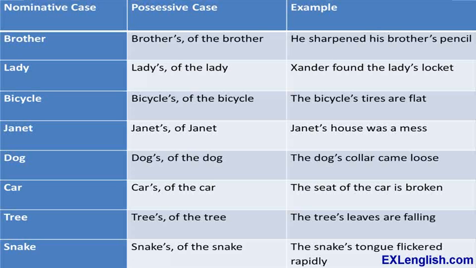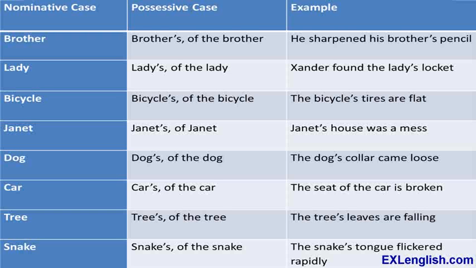Nominative case, brother. Possessive case, brother's, of the brother. Example, he sharpened his brother's pencil. Lady, lady's, of the lady. Xander found the lady's locket. Bicycle. Bicycle's, of the bicycle. The bicycle's tires are flat. Janet. Janet's, of Janet. Janet's house was a mess.